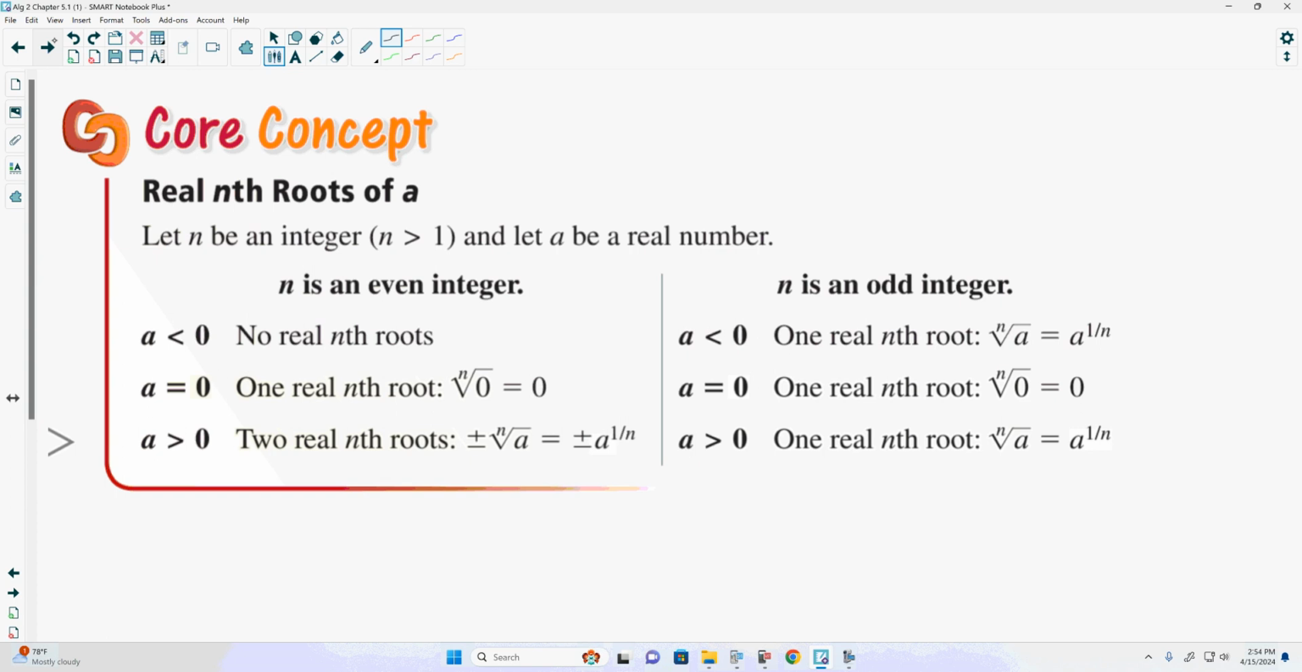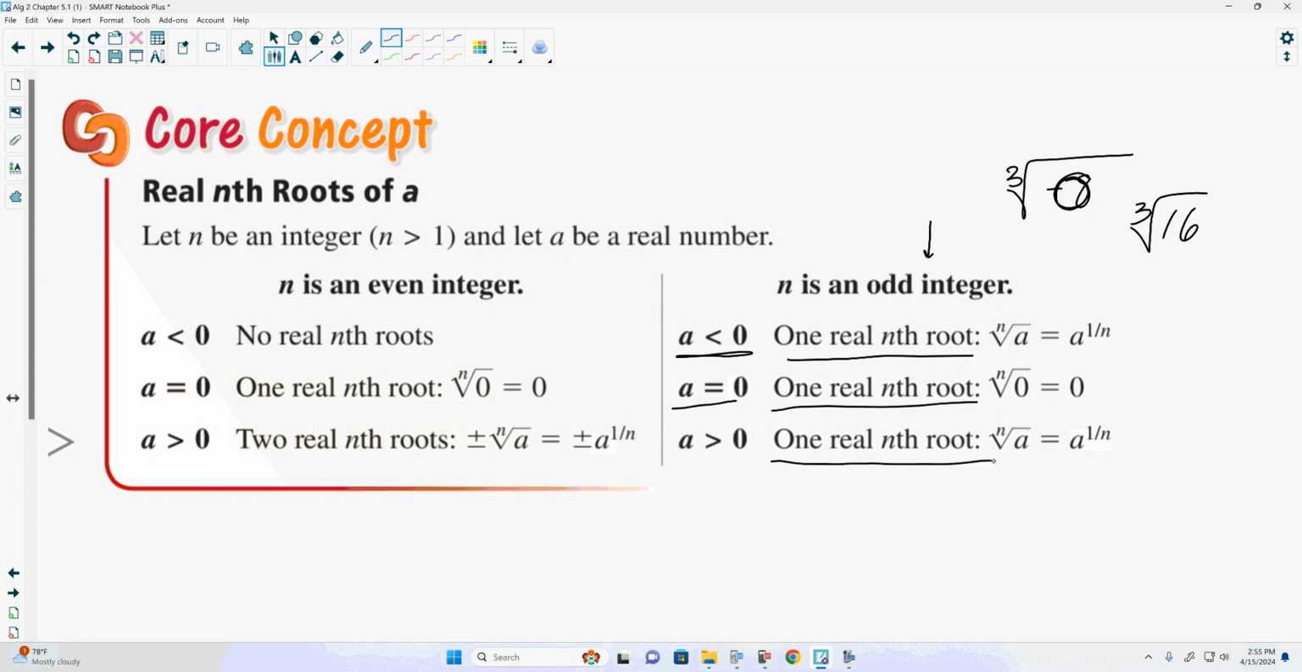Nth root, real nth roots of A. When we're taking the nth root of A, we're going to look at when n is an odd number, n is an odd integer. So we're looking at the cube root, the 5th root, the 7th root, the 9th root, when n is odd. Now, guys, let's focus in here. If n is an odd number and the number inside is less than 0, so if this number was negative, say -8, we have one real root, and we would simplify and get that root. Now, if A is 0, we have one real root. And if A is greater than 0, A is a real number, so any real number, we could say the cube root of 16, we have exactly one real root.